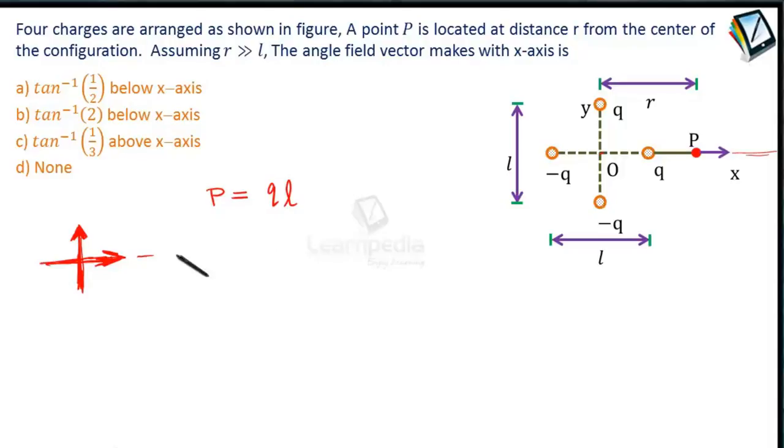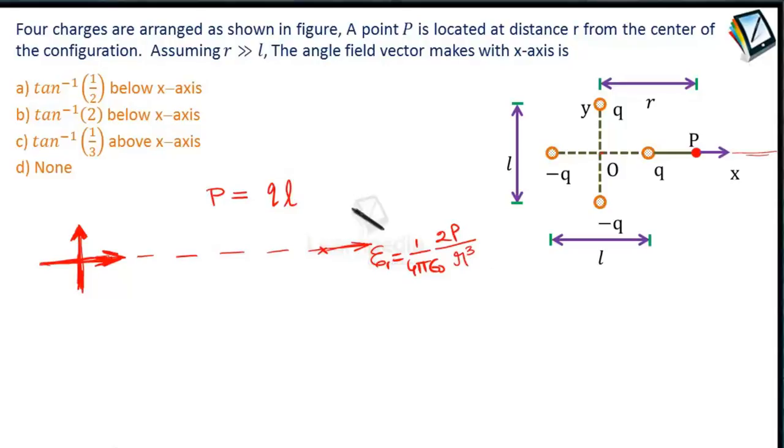The point P is somewhere here, which is very far away from the center of the system. Don't go by this particular diagram. This point P is far away from here. So as we know, in case of the dipole, the electric field on its own axis is along the dipole moment vector and is given by 1 upon 4 pi epsilon naught into 2 times the dipole moment divided by distance from the center cubed, 2p upon r cube. So this is the formula for electric field on the axis of a dipole.